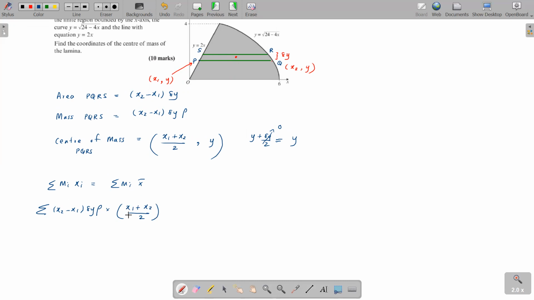All right, guys, so sigma mi xi equal to total mass. The mass of a rectangle is (x2 minus x1) delta y into rho. That's the mass of a rectangle. So the summation gives you the masses of all the rectangles into x bar. I hope you can understand what the limits are. Now you can see delta y will become dy, right? As delta y reaches 0, the summation becomes an integral.